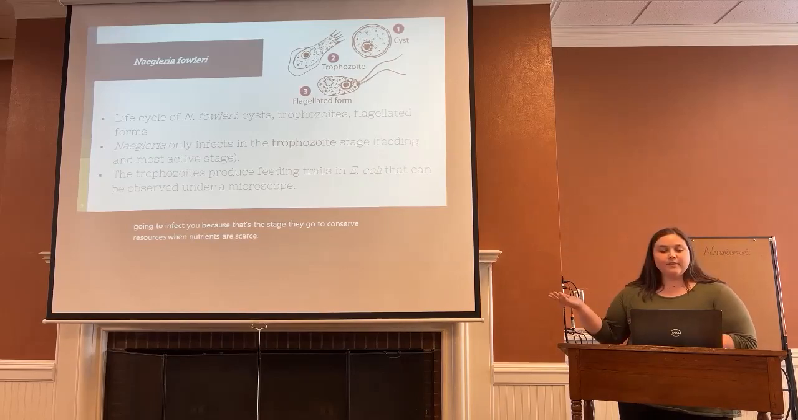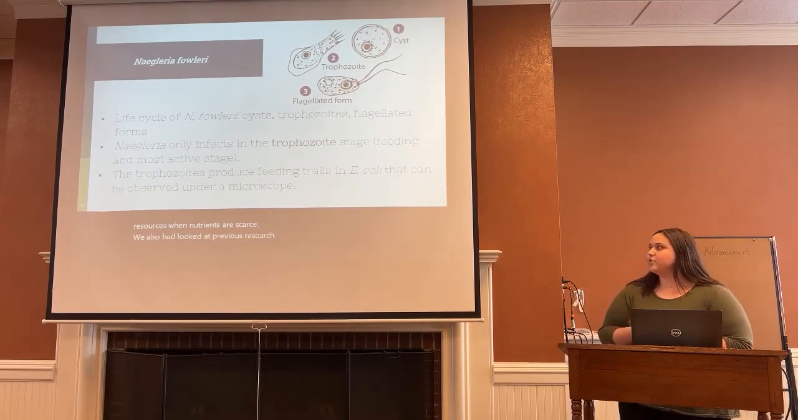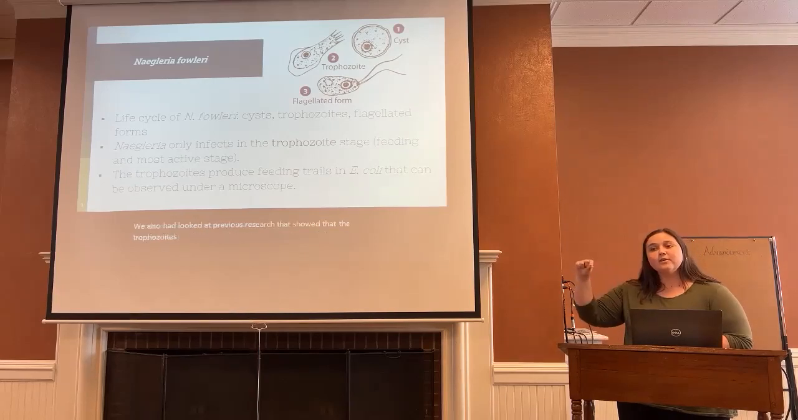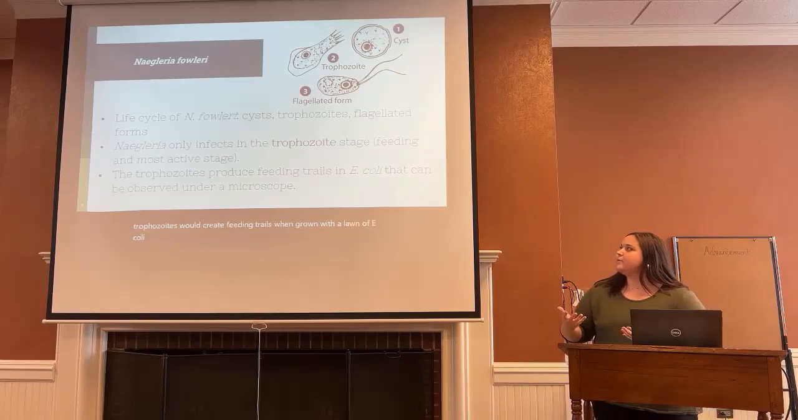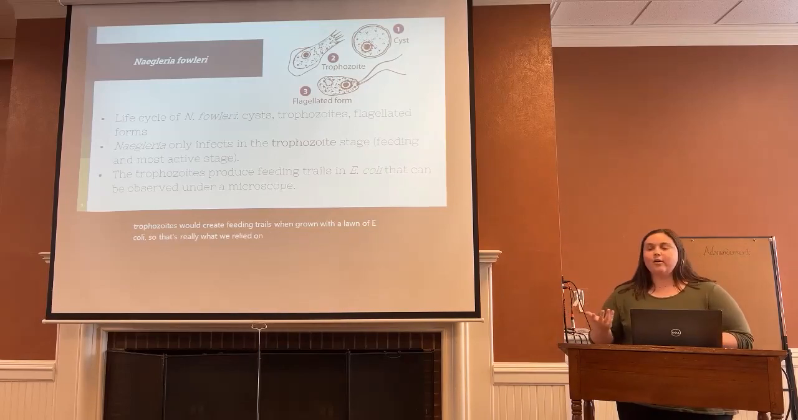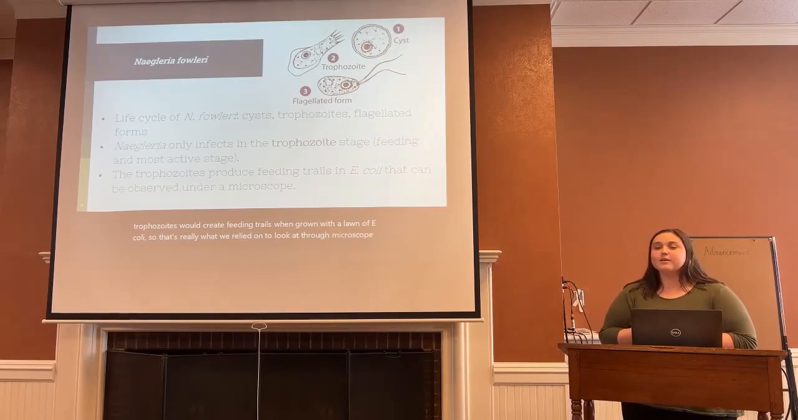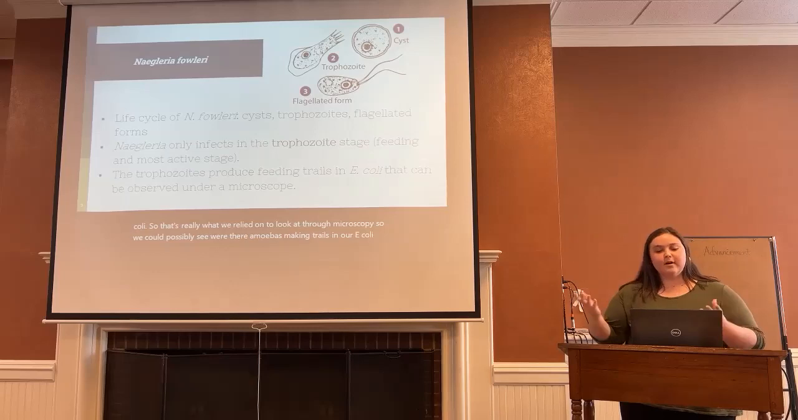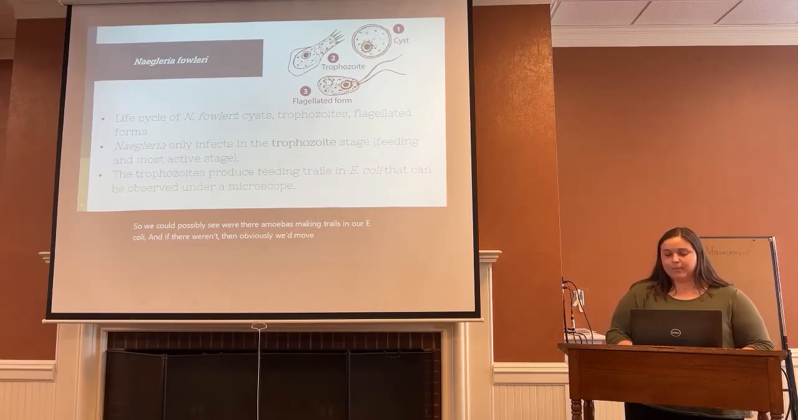We also had looked at previous research that showed that the trophozoites would create feeding trails when grown with E. coli. So that's really what we relied on to look at through microscopy. So we could possibly see were there amoebas making trails in our E. coli. And if there weren't, then obviously we'd move on to the next sample.